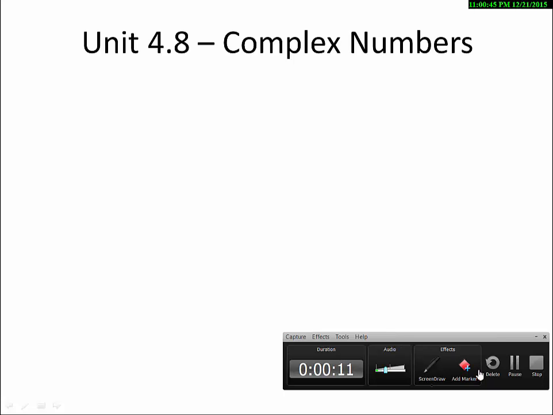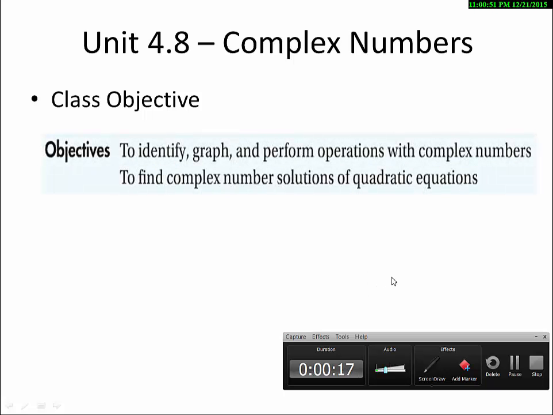Unit 4.8, complex numbers. So the class objective, we have two things we want to achieve: to identify, graph, and perform operations with complex numbers. The next one is to find the complex number solutions of a quadratic equation.